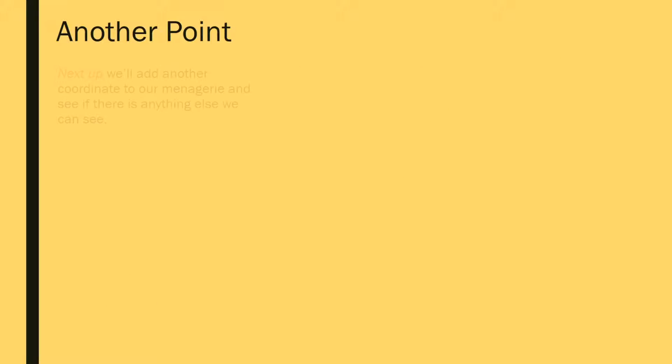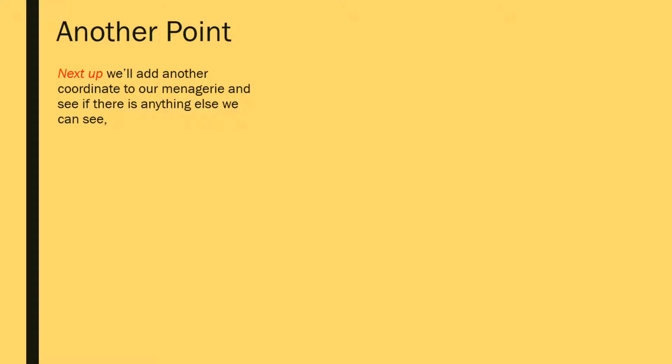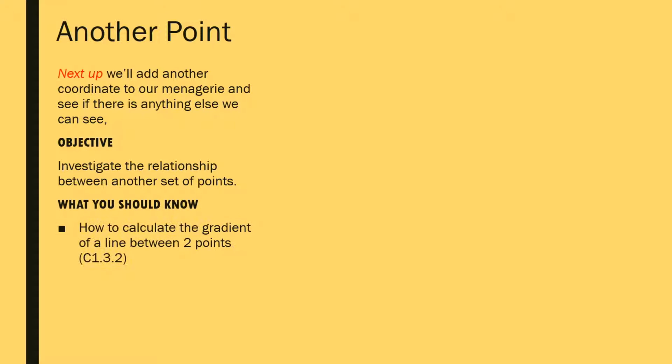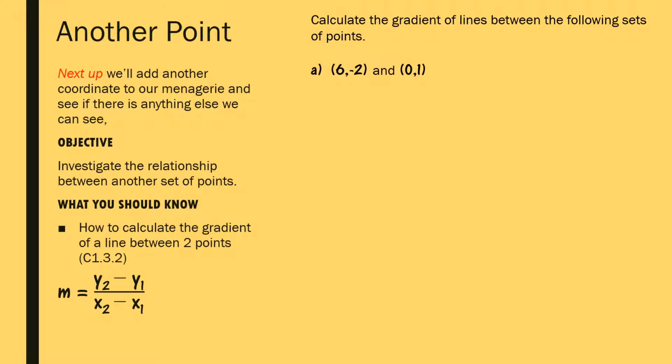So, with that in mind, let's add another coordinate to our little diagram beforehand, and we'll calculate the gradient for it as well, and we'll see if we can come up with anything interesting. So we're going to investigate the relationship between another set of points, and again, you should be able to calculate the gradient as before, using y2 minus y1 over x2 minus x1. So we're going to do (6, -2) and (0, 1). I'm going to set the (6, -2) as x1, y1, and the (0, 1) is x2, y2.